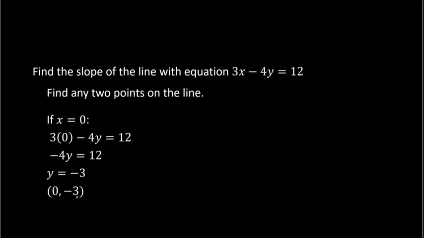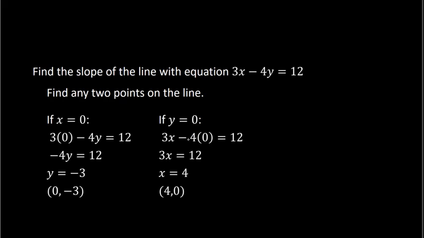And then now that we have 1 point, we can do that again. And let's plug a 0 in for y this time. So if y is 0, then we have 3x minus 4 times 0 equals 12. So 3x, and this is 0, so 3x would equal 12. Divide both sides by 3, x equals 4. So my point is going to be (4, 0). So I have 2 points.